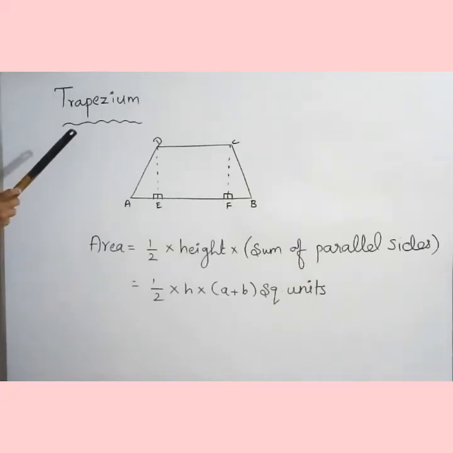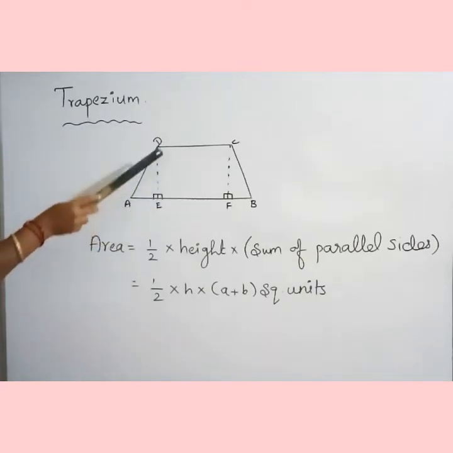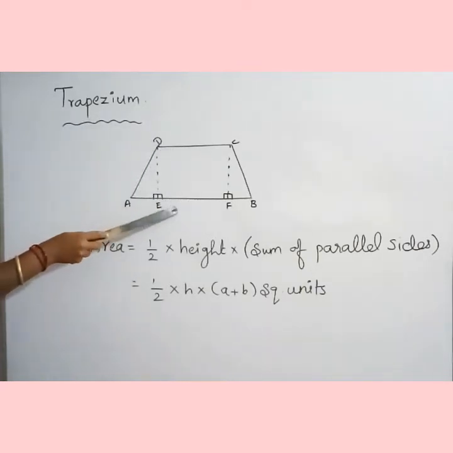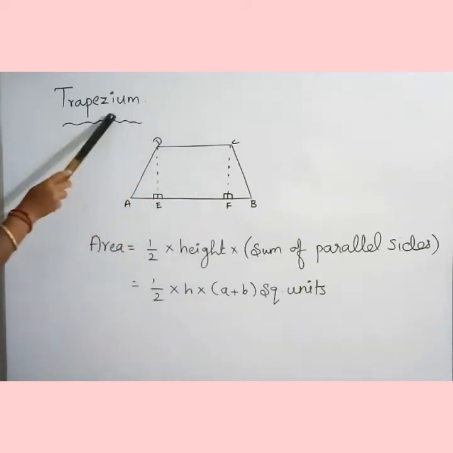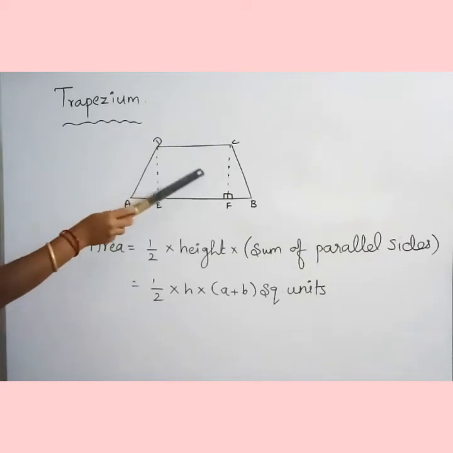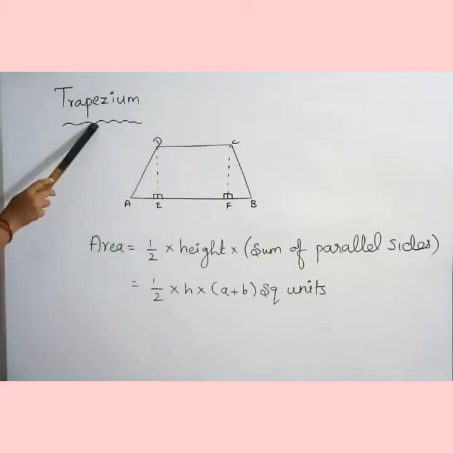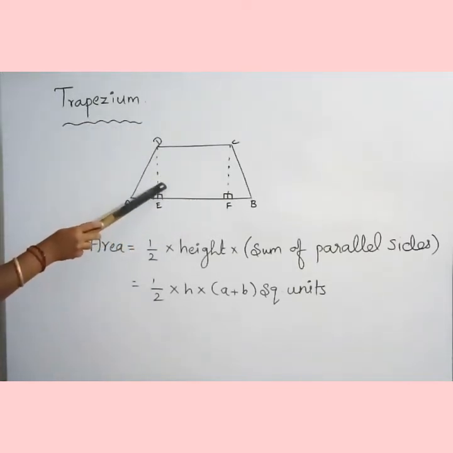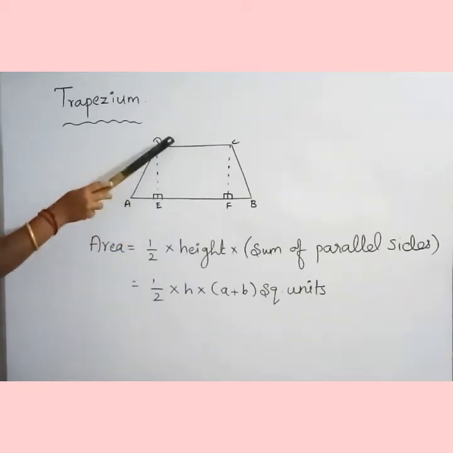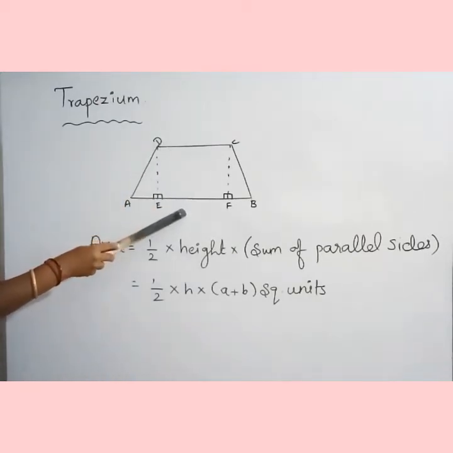Students, listen. Now we are going to get the knowledge of trapezium. Look at the diagram. These two sides are opposite sides and parallel. These two lines represent the height of a trapezium. Both are the same length. A trapezium is a quadrilateral whose one pair of opposite sides are parallel.